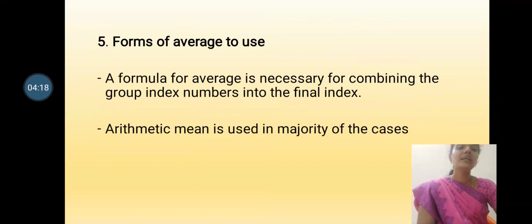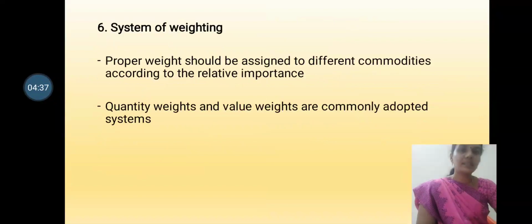So the arithmetic mean, due to the simplicity in calculation, is used in a great majority of cases. But since it is highly affected by even a few very large or small values, the geometric mean is preferred in many cases. Then the next problem in the construction of index number is system of weighting. So here, in order that the index is representative of the average changes in the level of phenomenon for the composite group, proper weights should be assigned to different commodities according to their relative importance in the group.